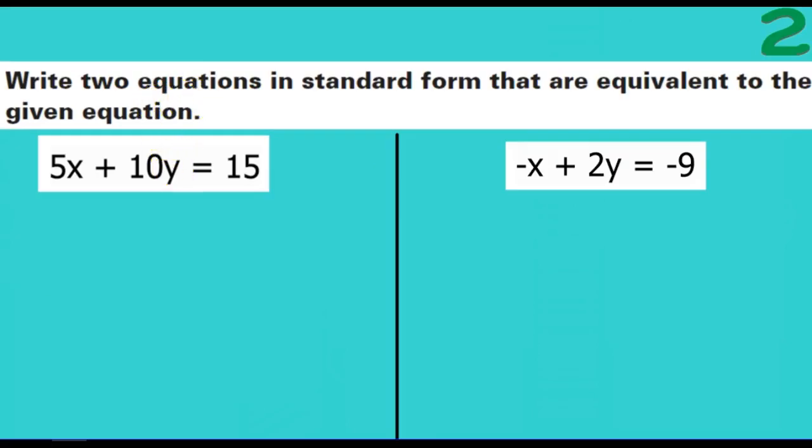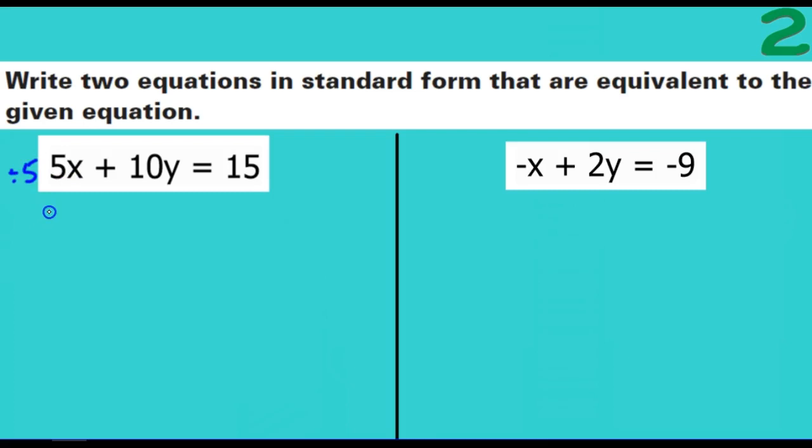So this one says write two equations in standard form that are equivalent to the given equation. Well, we have 5x plus 10y equals 15. We're trying to write another equation that would be the same no matter if we simplified it or increased it. Now, what I see is that each of these can be divided by 5. They're all multiples of 5. So what I can do is I can divide by 5.